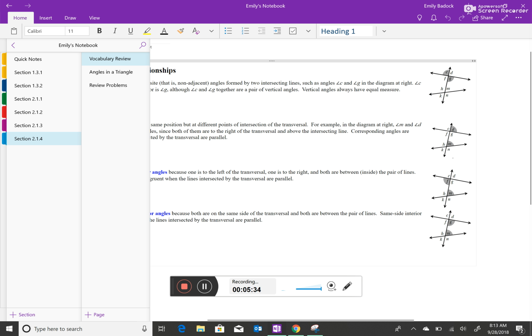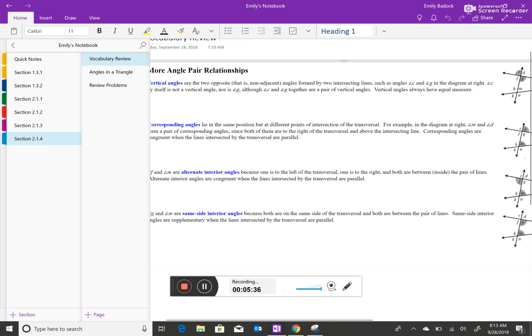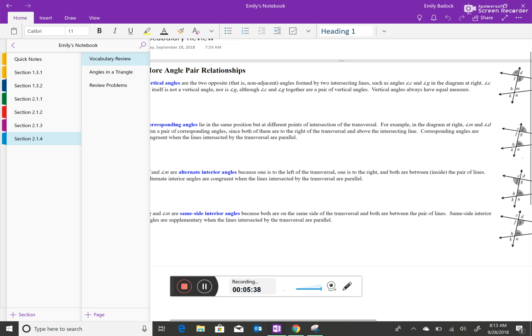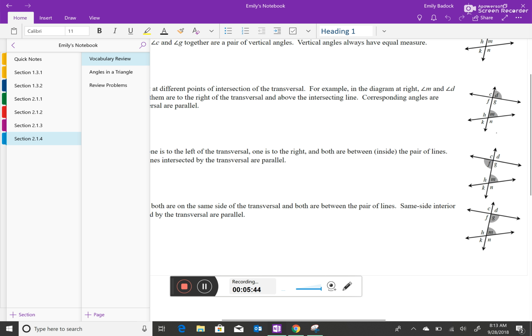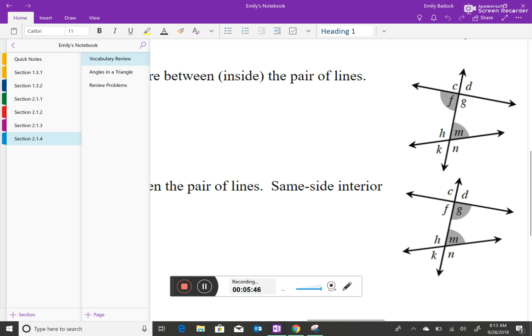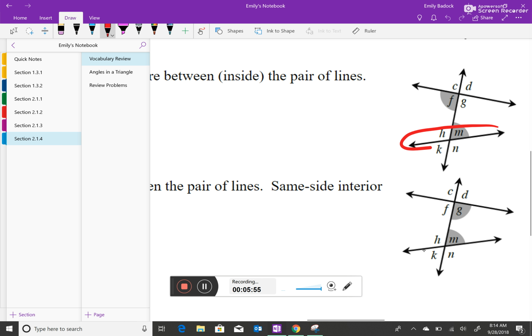So it states that, but it doesn't show that. Then we have alternate interior angles. Alternate means different sides of the transversal, and interior means in between the two lines. So again here, F and M are alternate interior angles, and they would be congruent if these two lines right here were parallel. But they're not, so we can't assume that.